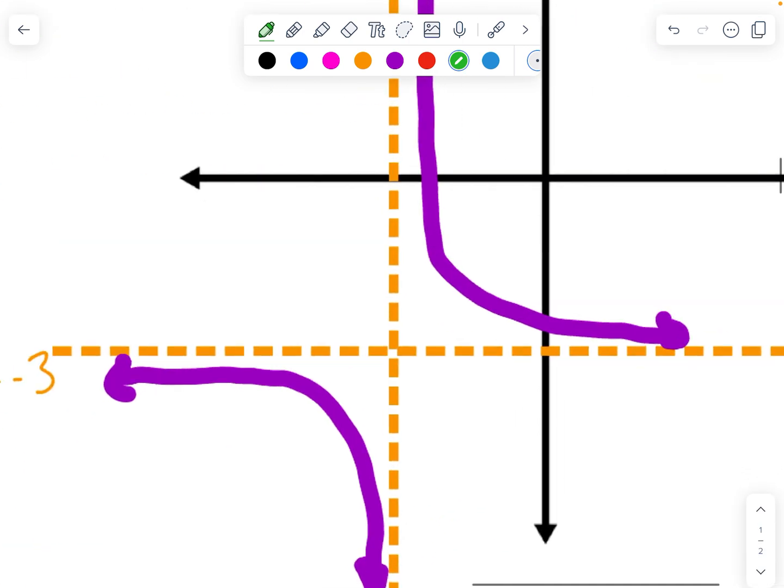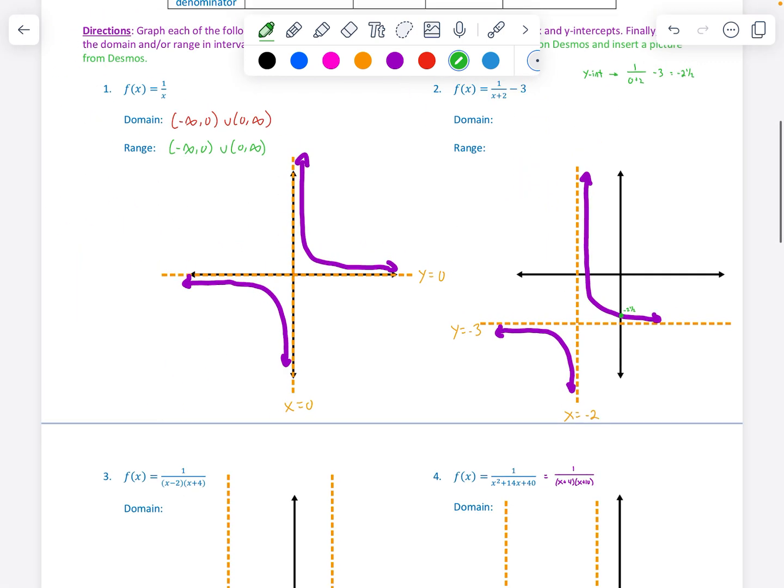And so all we have to do is really label that on here at -2.5 or -5/2, however you want to write it. So always find your y-intercept. The first graph doesn't have a y-intercept, so we couldn't find that.